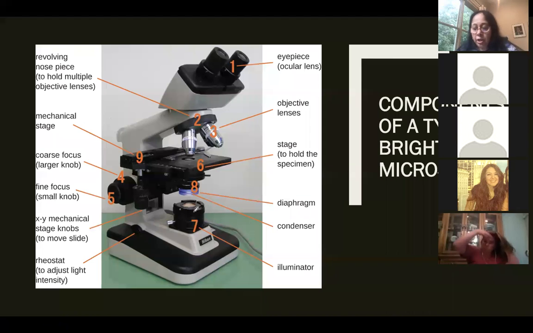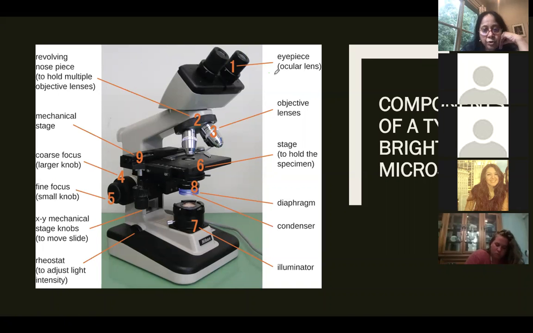Now the parts of the microscope. We have a three lens system. One is the ocular or eyepiece. The ocular, or the eyepiece, is the lens that remains close to your eyes.